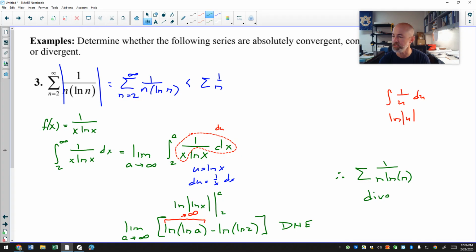And divergence is just divergence. There is no such thing as absolute or conditional divergence. So we do have absolute and conditional convergence. But when it comes to divergent, you just diverge. And that's your answer for that one. So good old integral test. This is my least favorite one.